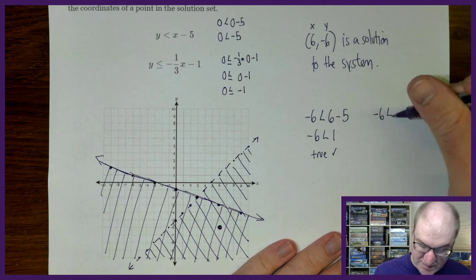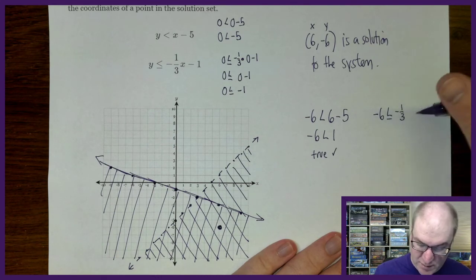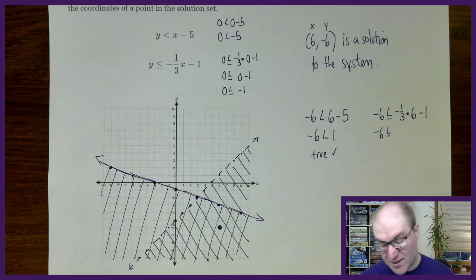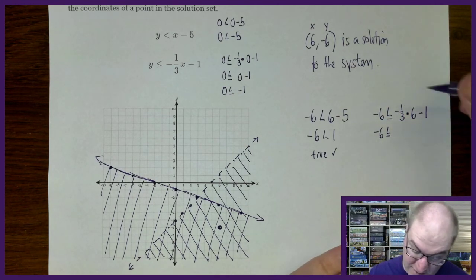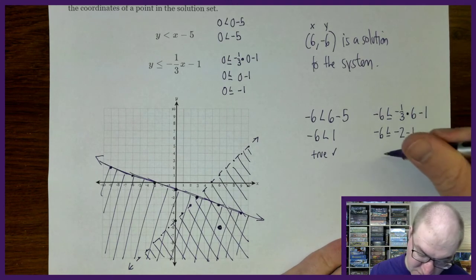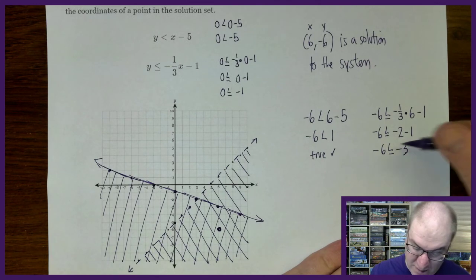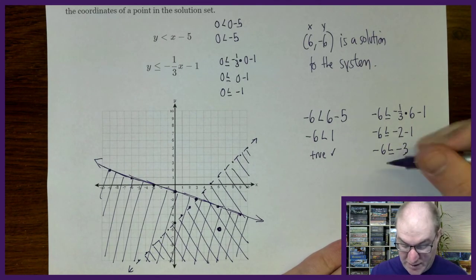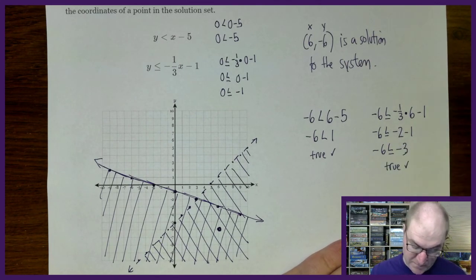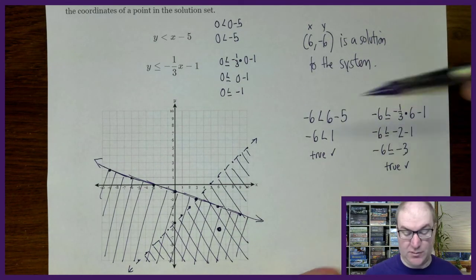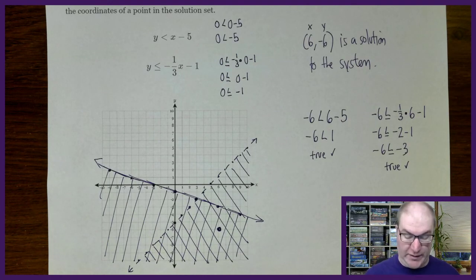Negative 6 is less than or equal to negative 1/3 times 6 minus 1. Negative 1/3 of 6 is negative 2. And negative 6 is less than or equal to negative 3. Negative 6 is smaller than or equal to negative 3. That's also true. So the point that I picked, which was shaded twice, is indeed a solution to both inequalities. So it's a solution to the system of inequalities.